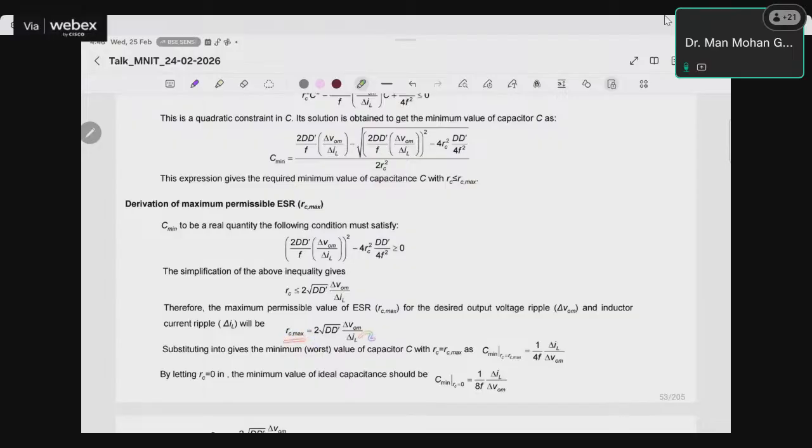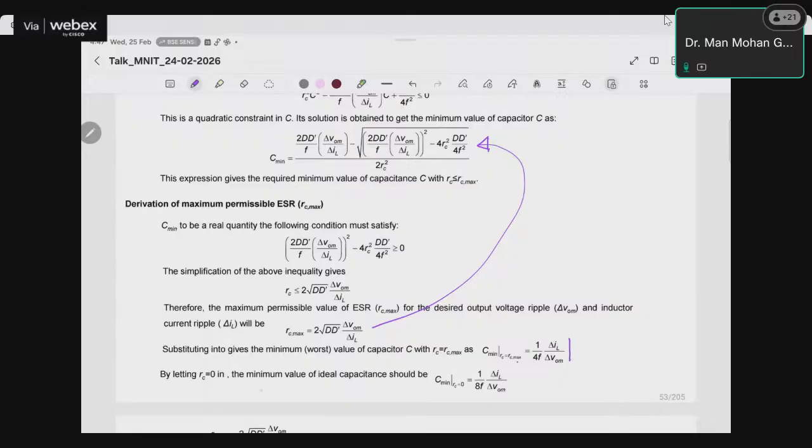So this maximum value depends upon duty cycle D, the output voltage ripple desired, and also on the ripple current. We have this del VOM given to us. So substituting this gives the worst value. Now if I put this value of RC max back in this, it will give us the worst case value of C minimum. Obviously, this part will go away, this becomes 0, and C minimum at RC equal to RC max comes out to be 1 upon 4F del IL del VOM.